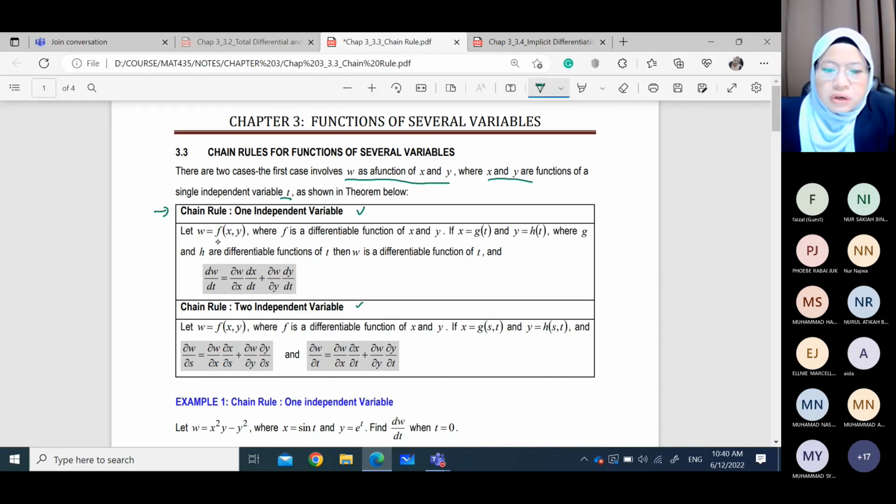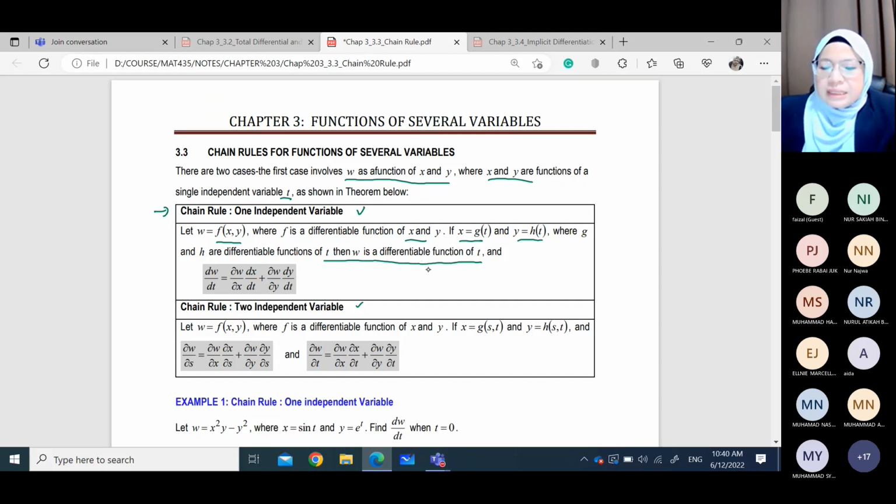Let W be a function of X and Y, where F is a differentiable function of X and Y. If X is a function of T, which is X equal to G of T, and Y is a function of T, which is Y equal to H of T, where G and H are differentiable functions of T, then W is a differentiable function of T. And the derivative with respect to T of W is equivalent to the partial derivative with respect to X of W multiplied by dx dt, plus the partial derivative with respect to Y of W multiplied by the derivative with respect to T of Y.